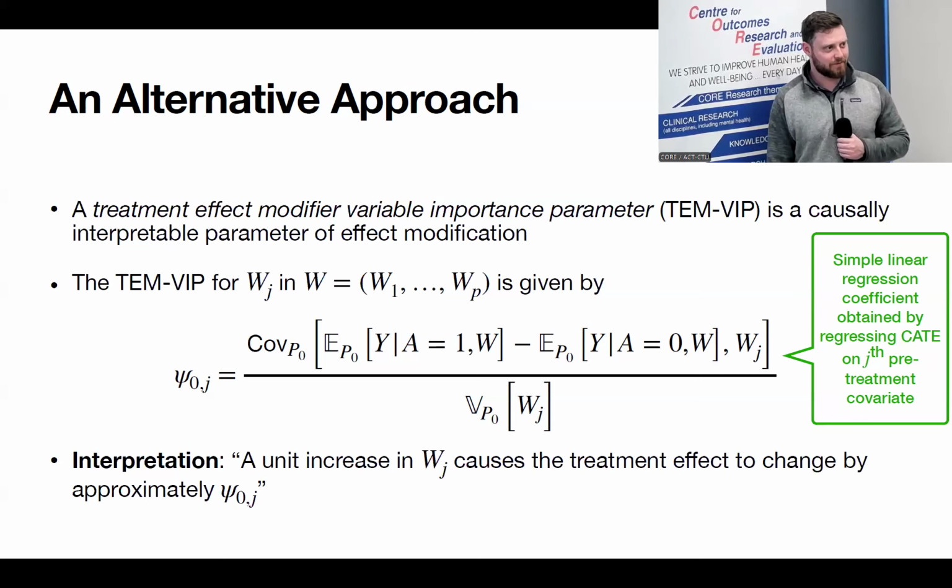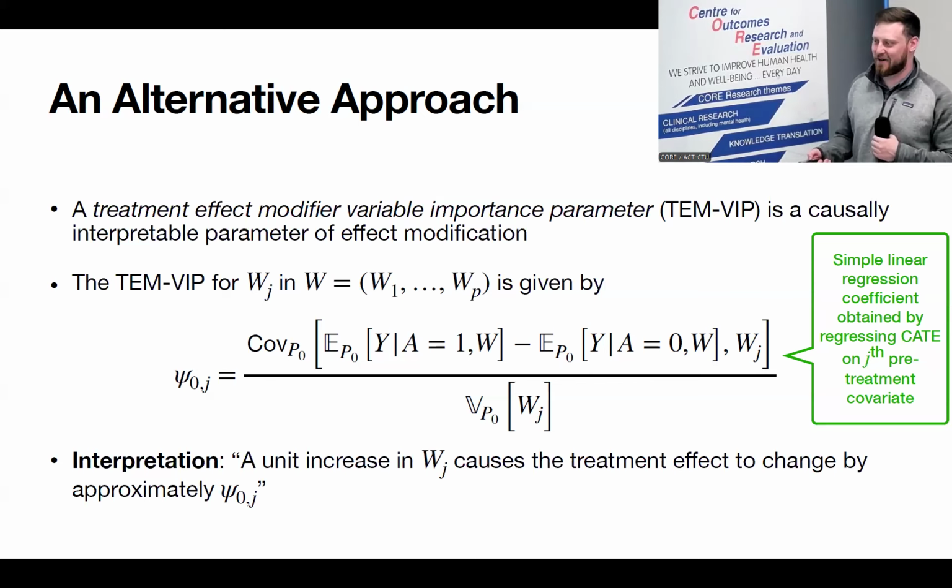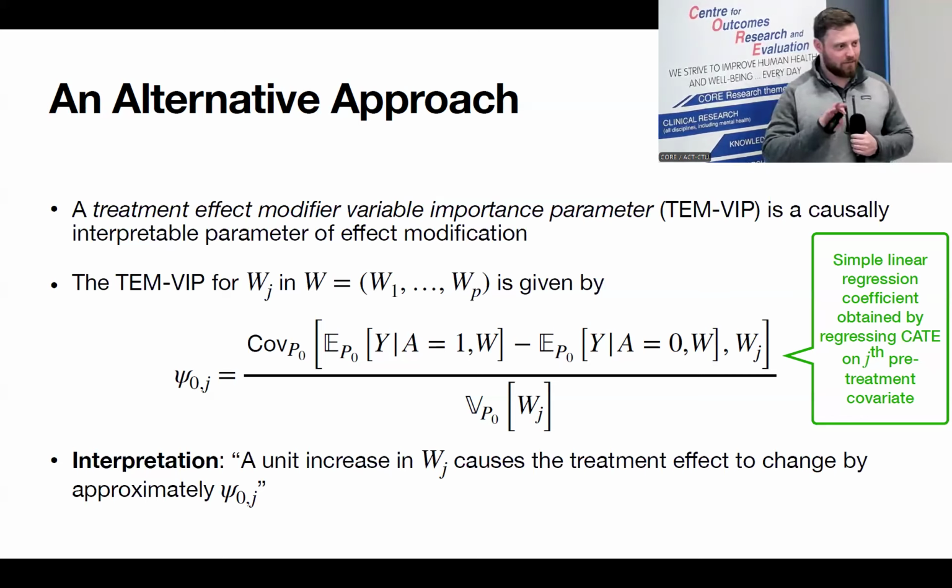It's just so you can make comparisons between different pretreatment prognostic variables. Basically, it's like a standardization factor. That's exactly it. That's a good question. But it seems complicated. There's a lot of math here. Just think about your simple linear regression coefficient, a slope, and that's all there is to it.